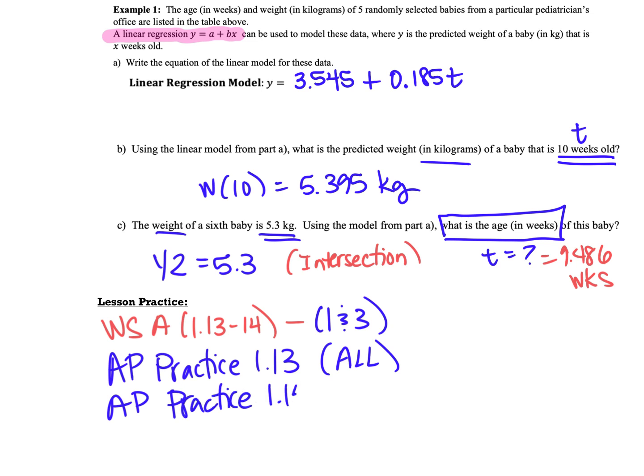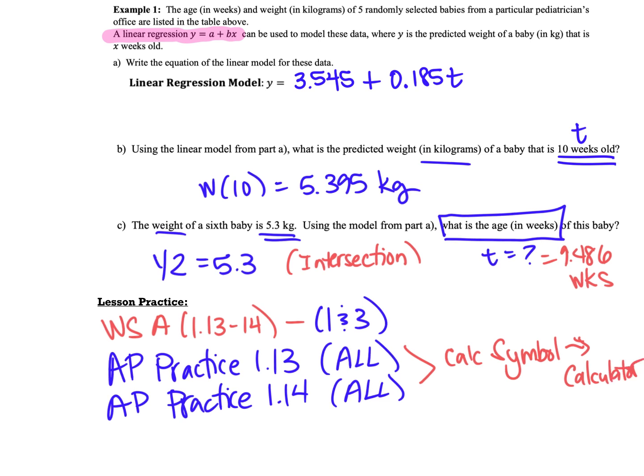There's 4 of those as well. How can you tell on the AP practice if it's a calculator question? It'll have a calculator next to it. We'll have a little calculator symbol. That's how they indicate those on AP Classroom. So calculator symbol implies calculator. Be sure and practice the one, I think it's number 3 on worksheet A, that uses the calculator to do your regression. If you need to do that right now before you leave so I can help you navigate those steps, let's do that right now.